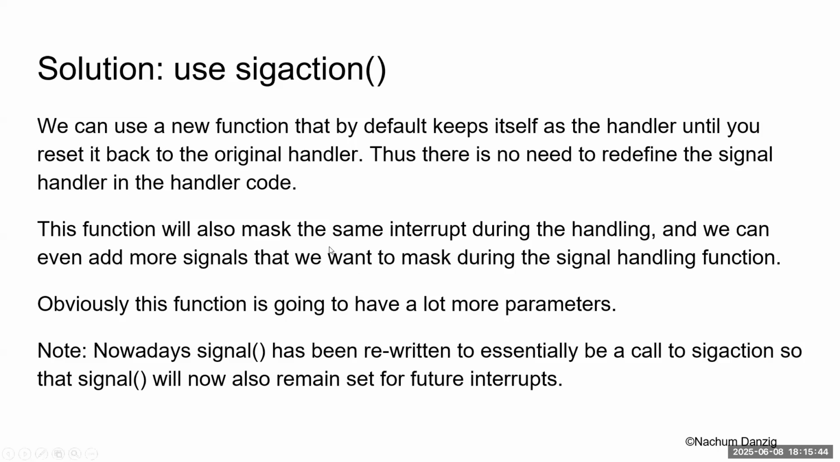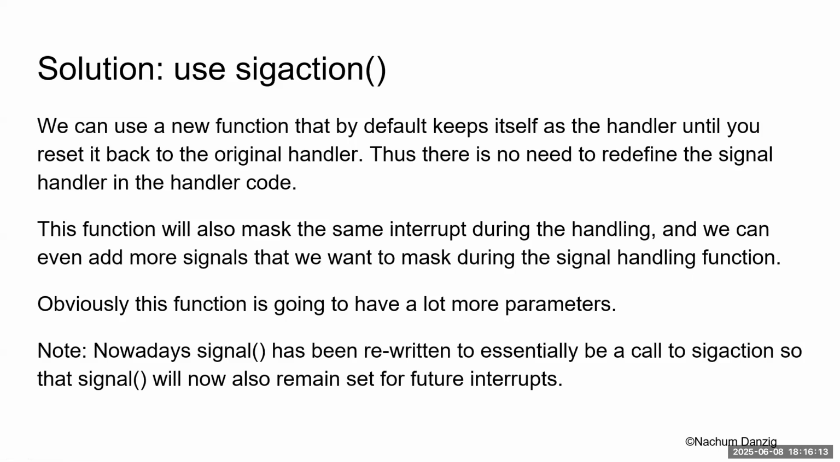This function will also mask the same interrupt during the handling. In other words, if I've set signal number 7 to go to this function, then automatically it'll also mask signal number 7 if it occurs again while I'm handling. So that just happens by default. And we can even add more signals that we want to mask during the signal handling of the function.